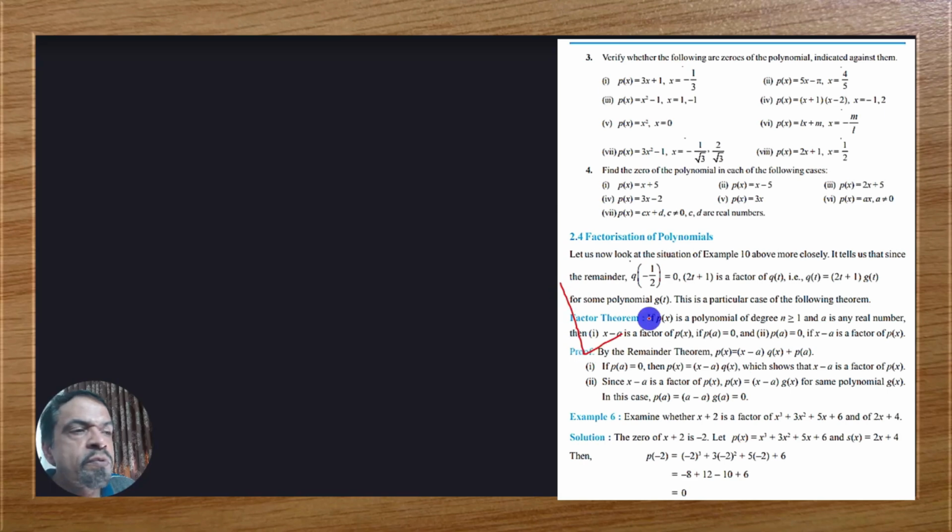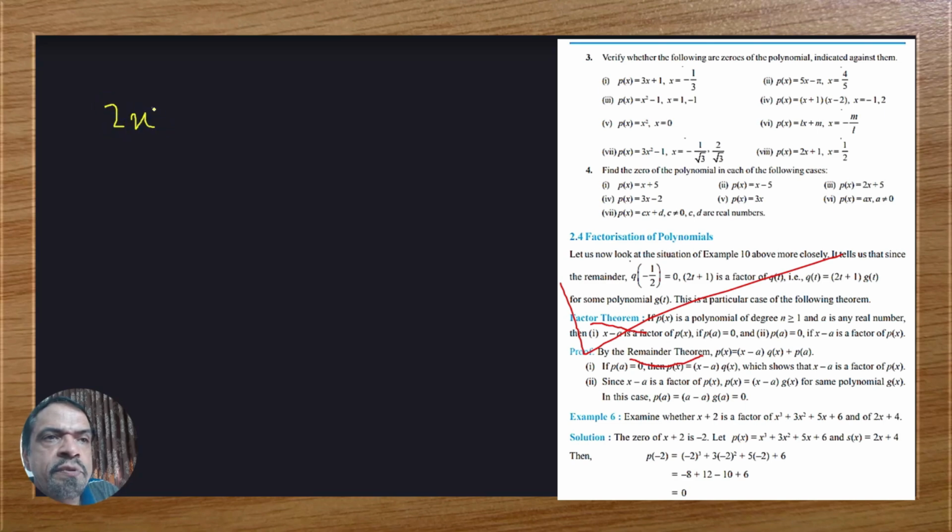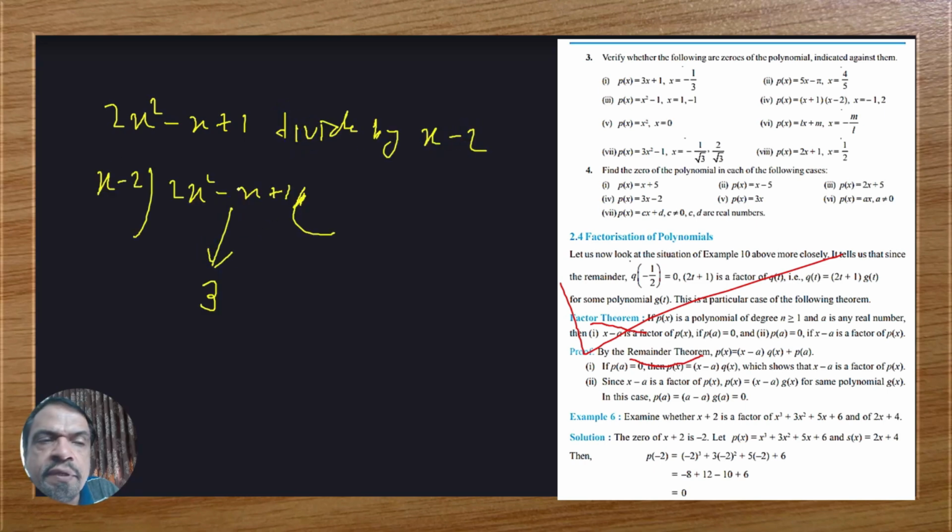Now students, come to the next page. Very important concept. Listen here. Remainder theorem and factor theorem. Suppose there is a polynomial 2x square minus x plus 1. इसको हम divide करते हैं. If we divide by x minus 2, अगर ये remainder 3 मिलता है, it means you calculated the remainder by dividing this. Remainder theorem apply किया. We got the remainder here. So this process means we follow the remainder theorem. So in general, what is the remainder theorem?